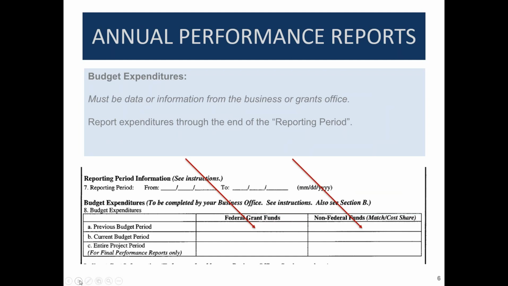This is number 8 on the cover sheet. Your budget data has to come from your business or grants office, and they should be reporting expenditures through the end of the reporting period.